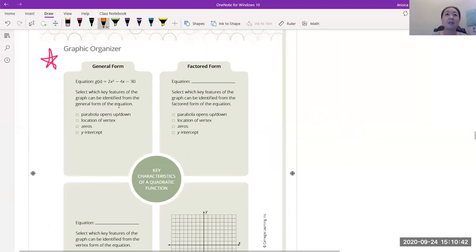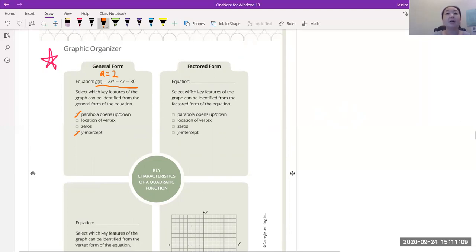So let's try this out. Again, this is in general form. I notice right here that my a, because I'm going to have to use my a for the other two forms, is 2. So I'm just going to call that out right now. The things that we do know, it tells us to open up or open down, and it also tells us the y-intercept. So we expect on here that we should find the y-intercept at -30. So we're going to have to scale this graph a bit.